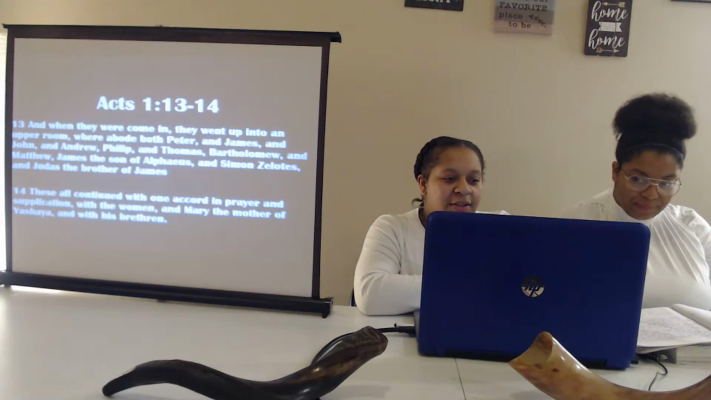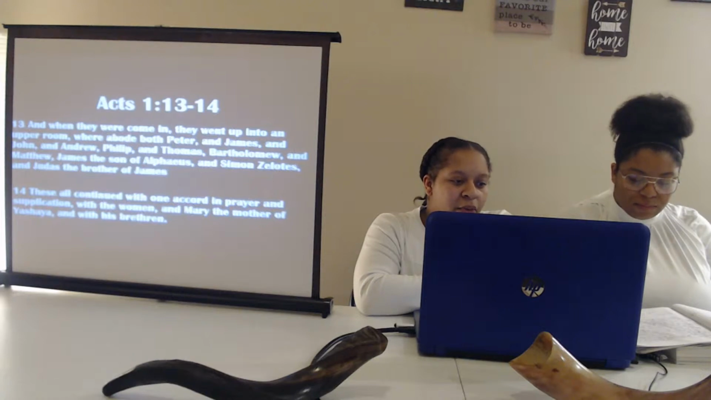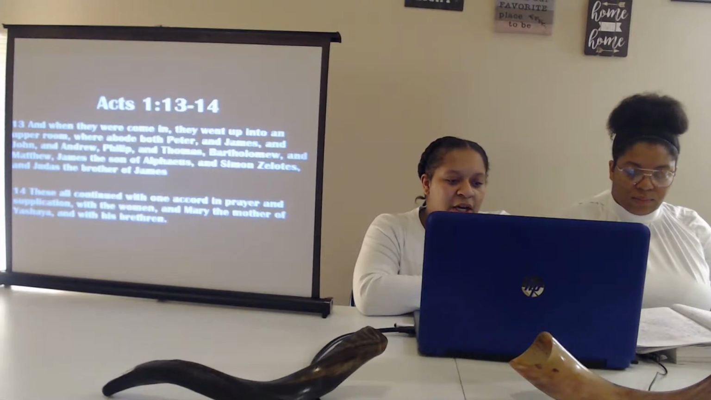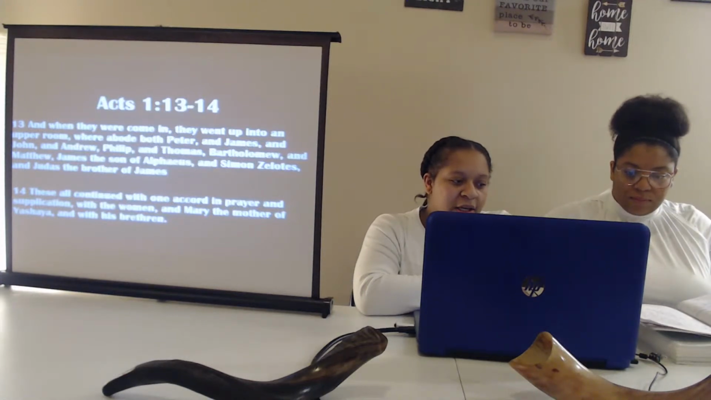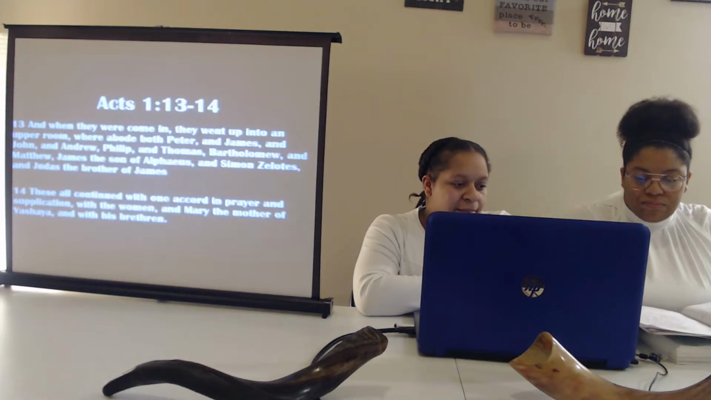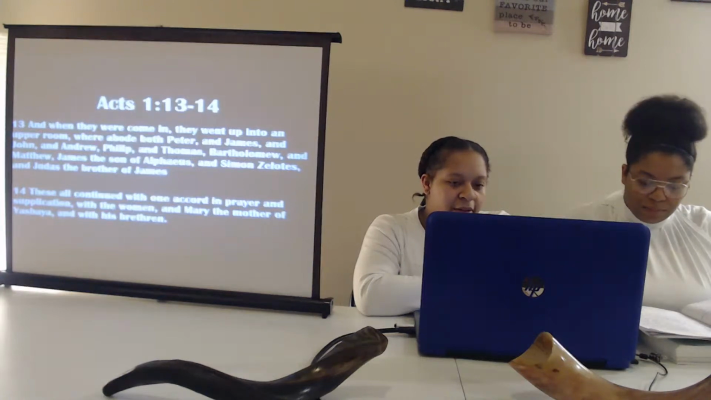So we're going to get Acts chapter 1. We're going to read verses 13 through 14. And when they were come in, they went up into the upper room, where abode both Peter and James and John and Andrew, Philip and Thomas, Bartholomew and Matthew, James the son of Alphaeus, and Simon Zealot, and Judas the brother of James. Then these all continued with one accord in prayer and supplication with the women, and Mary the mother of Yeshua, and with his brethren.